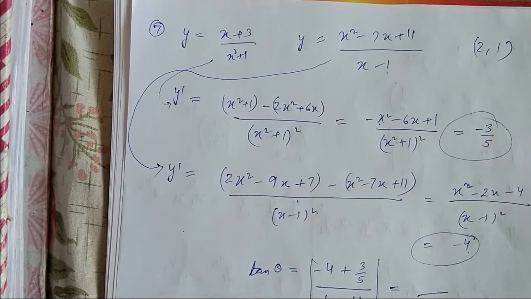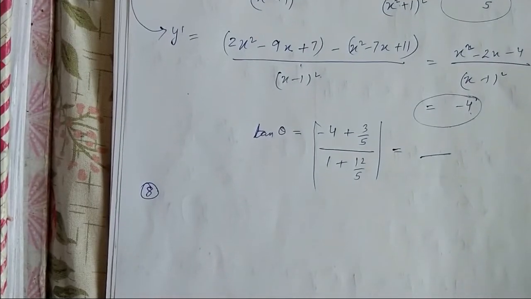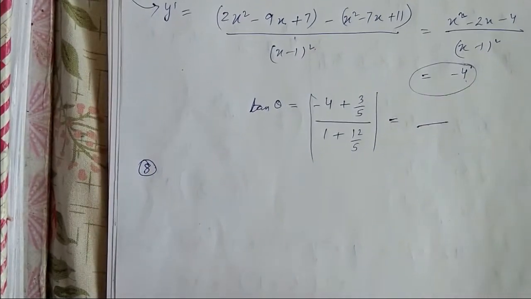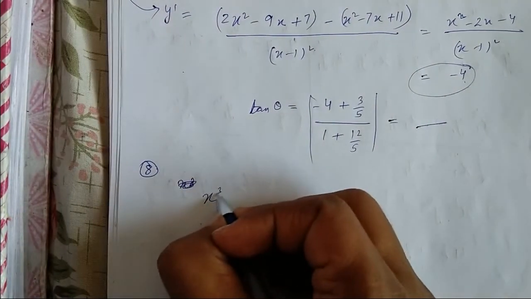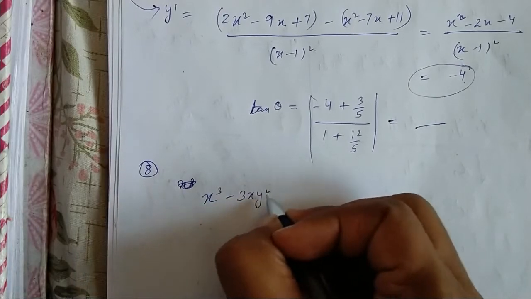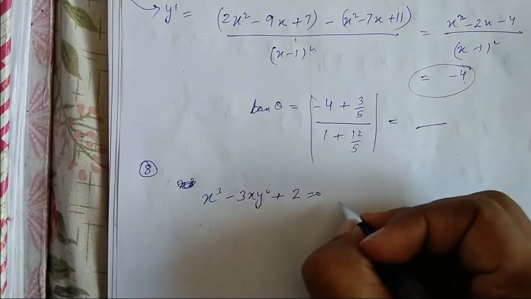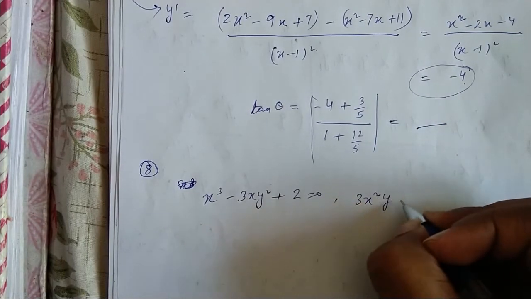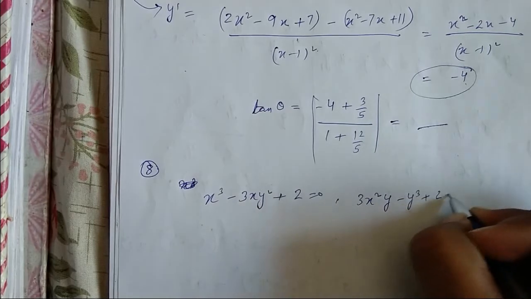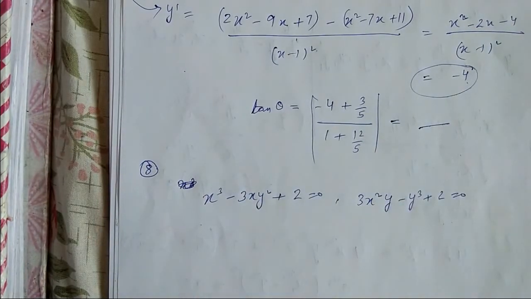Moving on to the next question, question number 8. We have been given two curves, x cube minus 3xy square plus 2 is equal to 0, and 3x square y minus y cube plus 2 equal to 0. What we need to do is find out whether these two curves touch each other or they cut each other orthogonally.